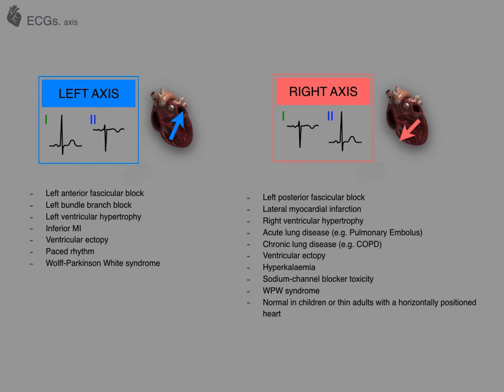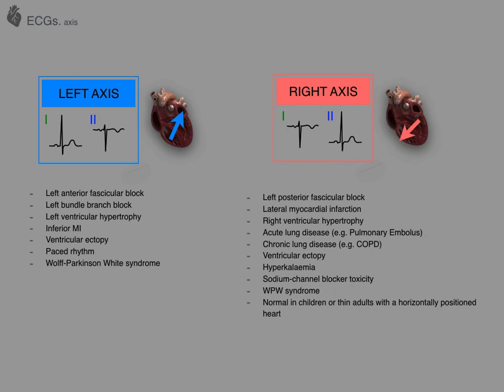A left axis can be part of a number of different pathologies. We will talk about some of these in future talks, such as left bundle branch blocks. Hopefully a few of them should seem fairly obvious to you, like left ventricular hypertrophy. If you have more mass in your heart muscle on the left hand side, your overall direction of electrical depolarization should intuitively switch up towards that left side.